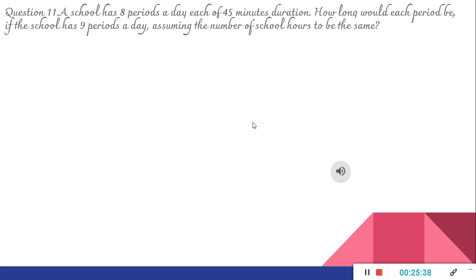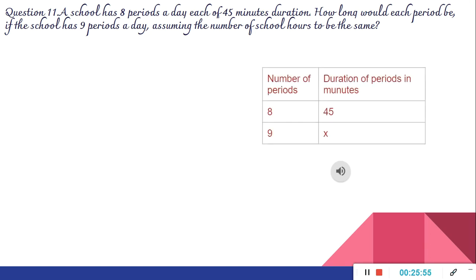Now let's see the last question. That is question number 11. A school has 8 periods a day, each of 45 minutes duration. How long would each period be if the school has 9 periods a day? Assuming the number of school hours to be the same. Okay, so first see the table. Here number of periods, if it is 8 periods, then duration of period in minutes, that is 45 minutes. Okay, so if the number of periods is 9, then what should be the duration of the period in minutes? That we have to find, that we can put as x.